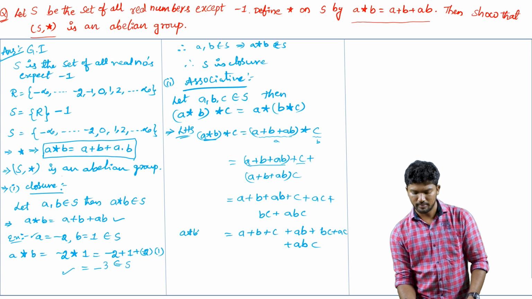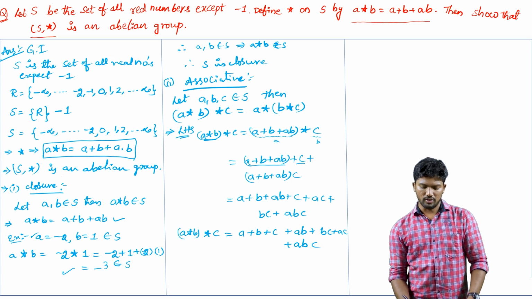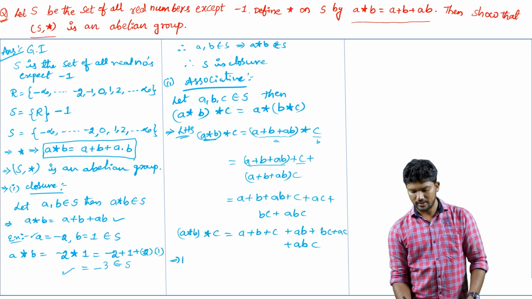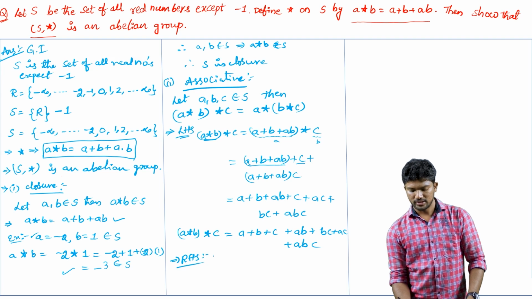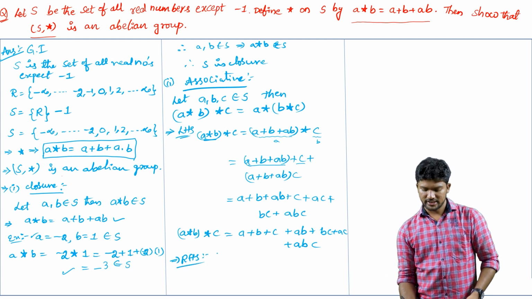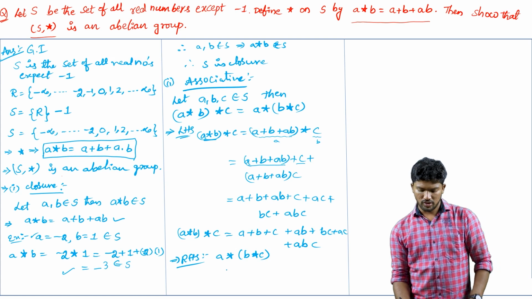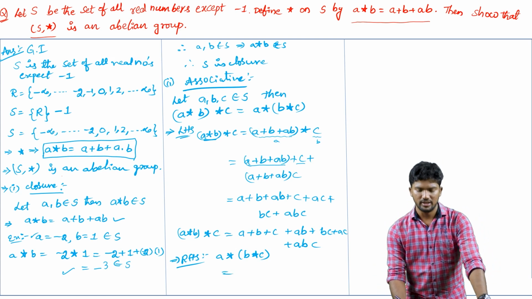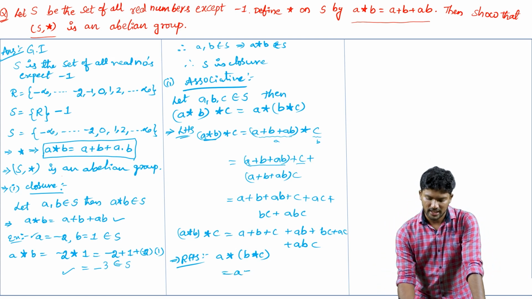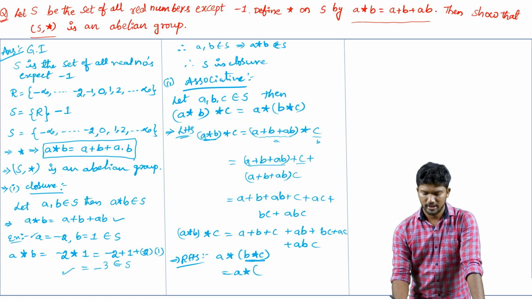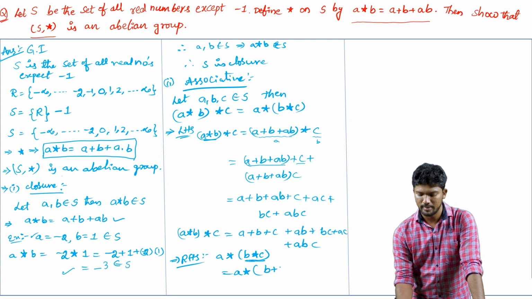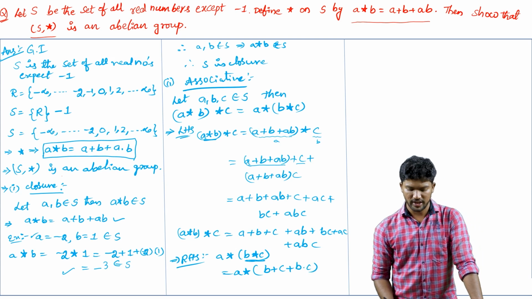Okay, A star B star C. Now I am taking that RHS value. Okay, so what is that RHS value? A star B, A star B star C. So now you can substitute the values. Okay, so A star I am writing as it is. Here you have B star C. In place of B star C you can write B plus C plus B into C. We are just changing the variables only.